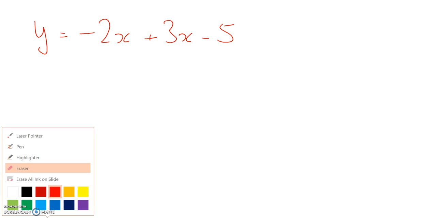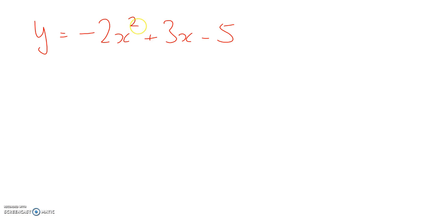And I'm going to do y equals minus 2x squared plus 3x minus 5. Just going to fix that up a bit. That's a 2 there. Okay. Now, of course, we could write this in any order we want. You know, I could have written this like minus 5 minus 2x squared plus 3x. It doesn't matter. I don't have to write them with x squared first. I can write it in any form I want.